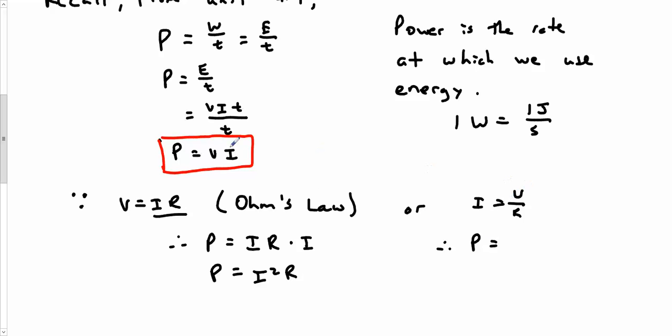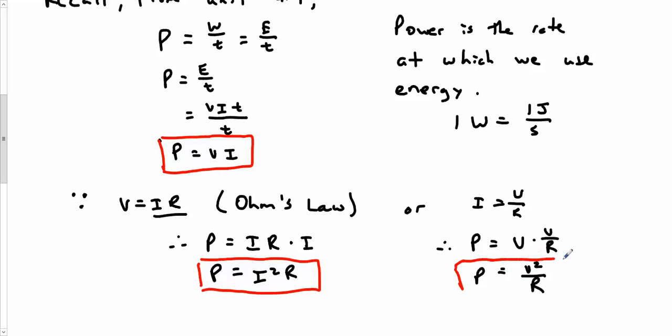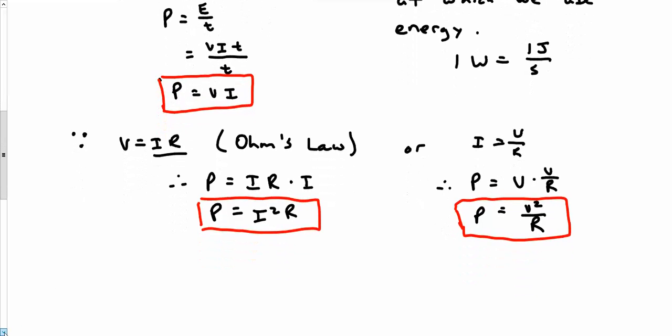Instead of in this formula writing VI, I'm going to write this here. I'm going to get V times I, which is now V times V over R, which is V squared over R. So here's a couple of other formulas to calculate power. Depending on what you've got, you might save yourself a step or two by picking the right formula.